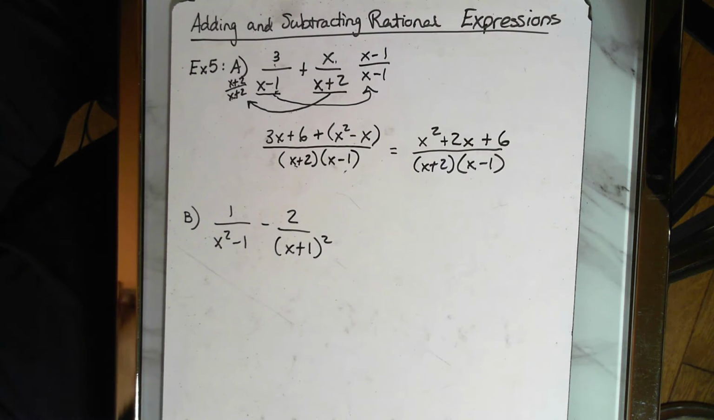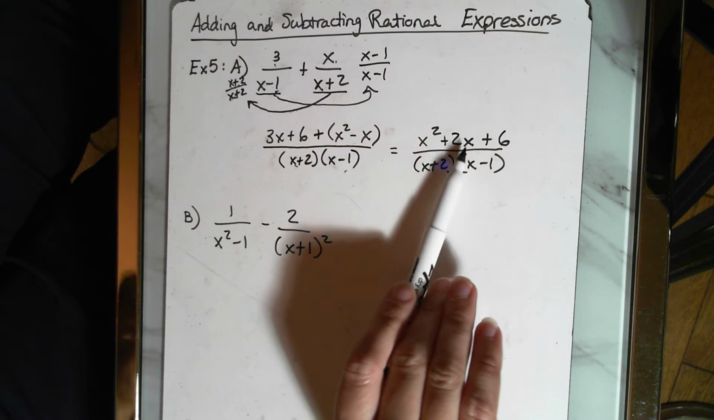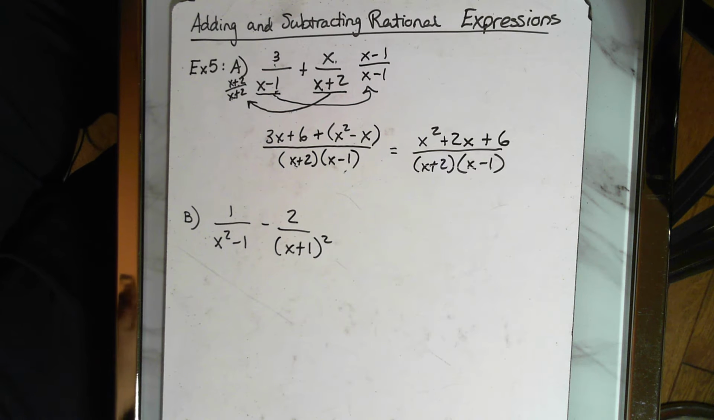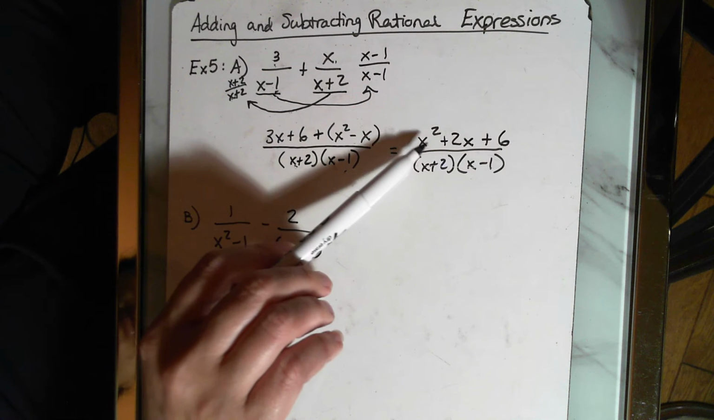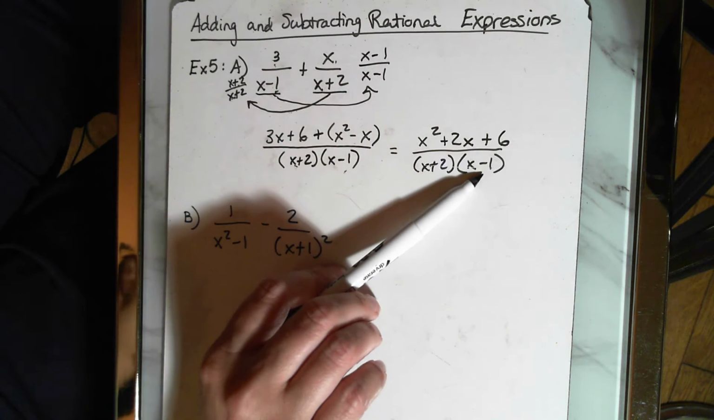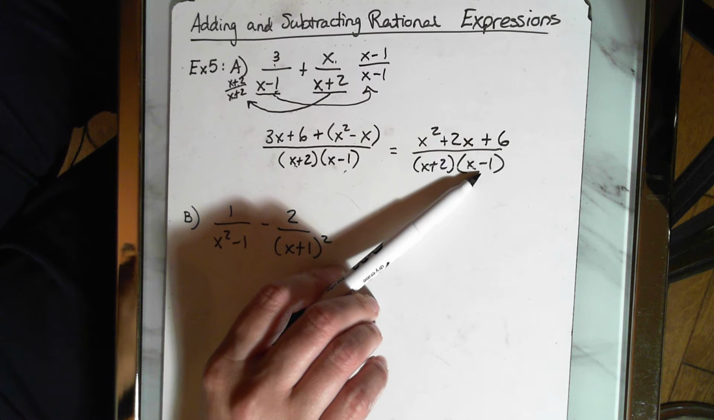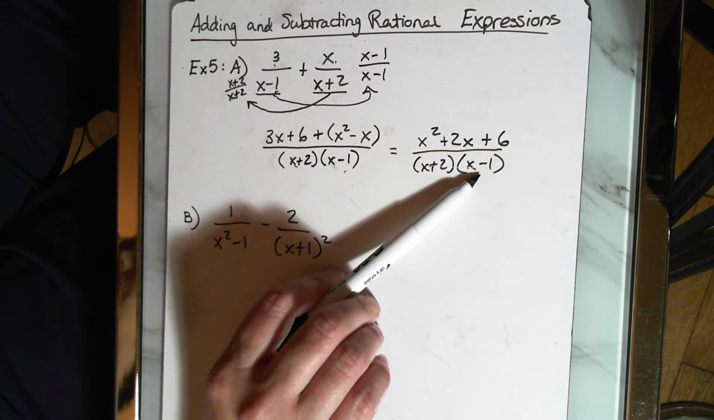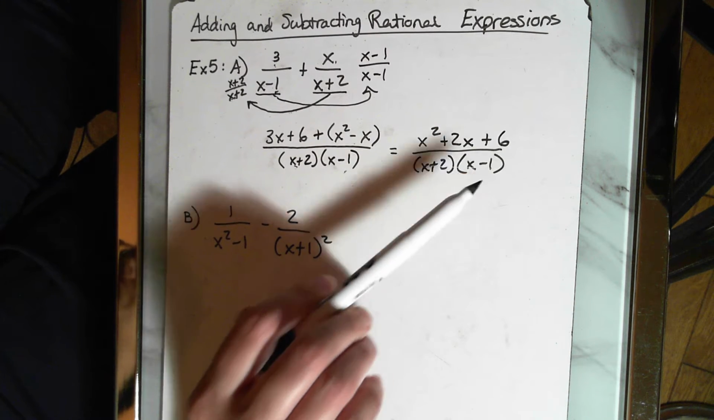Now, the last thing that you should always check before saying that you're finally done is to see if this numerator can be factored. Because if it can, and if it can reduce with some of these down here, you would want to simplify that and reduce it out. In this case, it can't be factored and it can't be simplified, so this is my final answer.